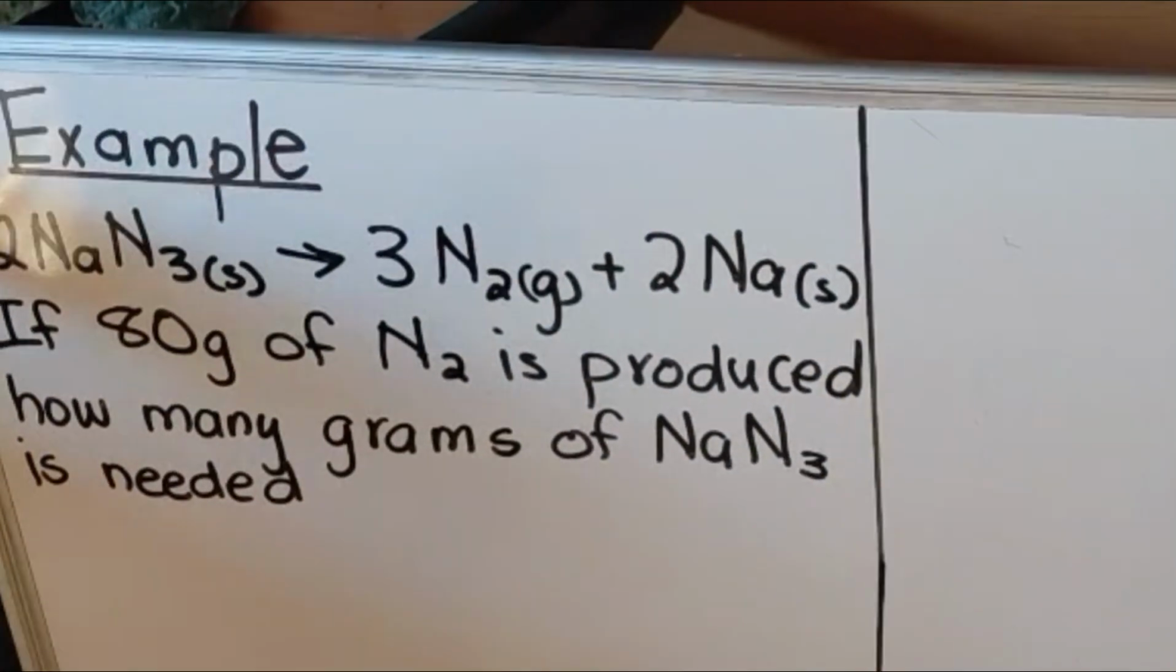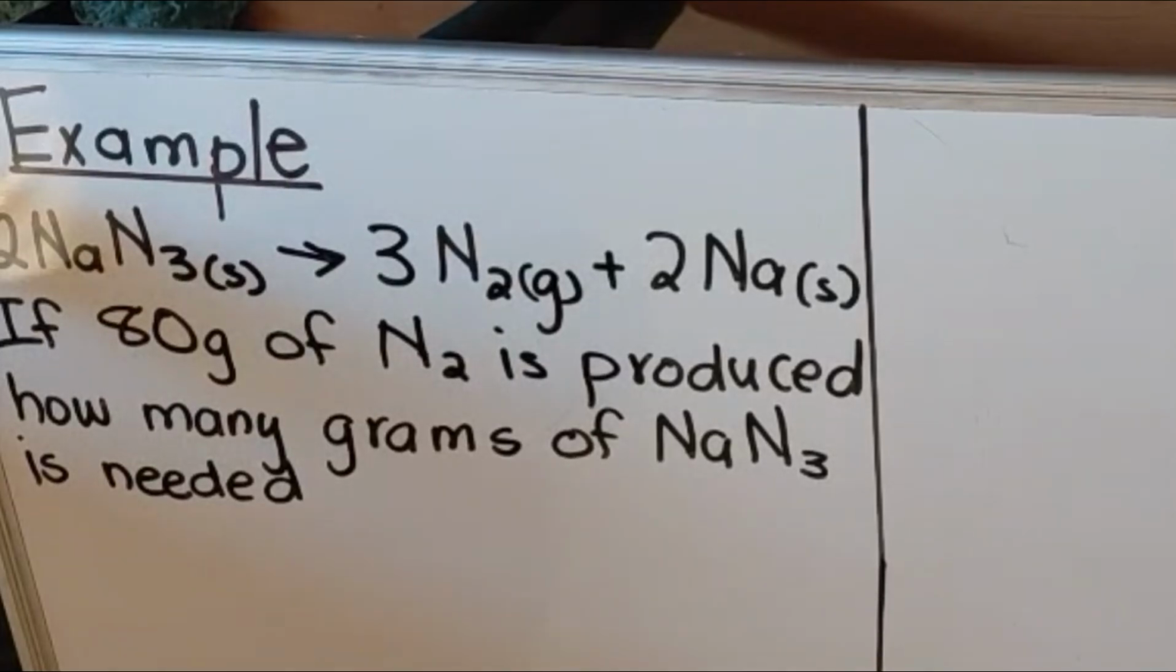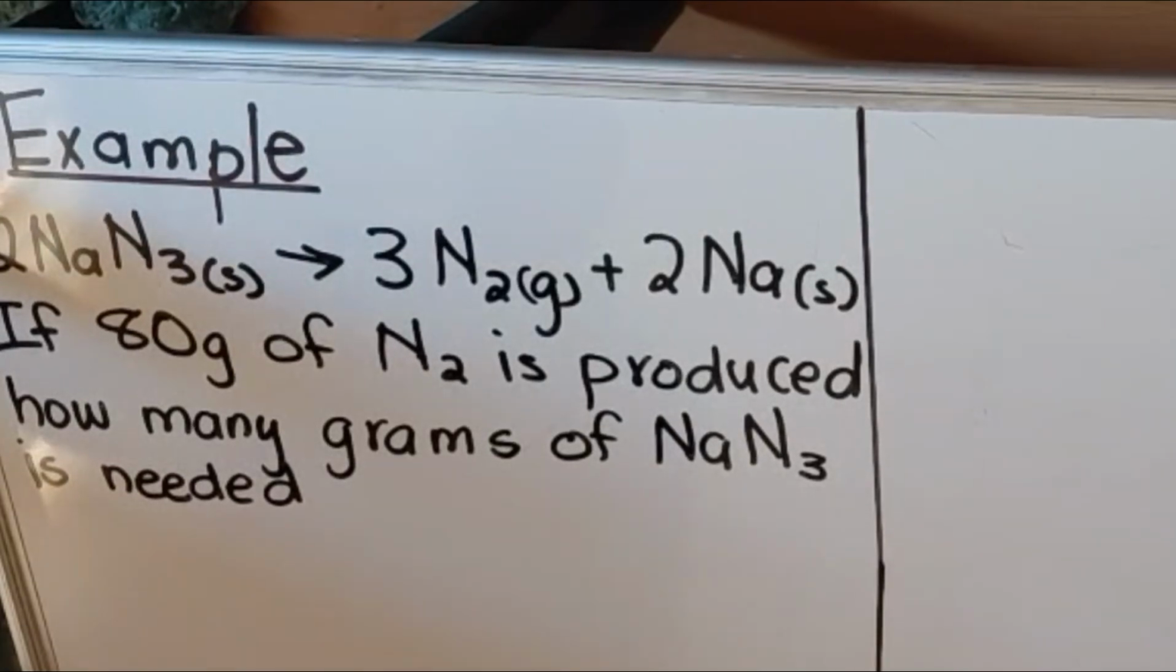This example says 2 moles of sodium azide. This molecule I'm not used to. It's called sodium azide. It's 1 sodium and 3 nitrogen atoms. It decomposes, meaning that it splits to form nitrogen and sodium. When you look at this question, they've already given us a balanced equation, so we don't have to balance it. They say if 80 grams of nitrogen is produced, how many grams of sodium azide is needed?